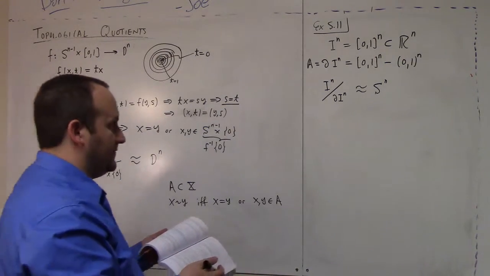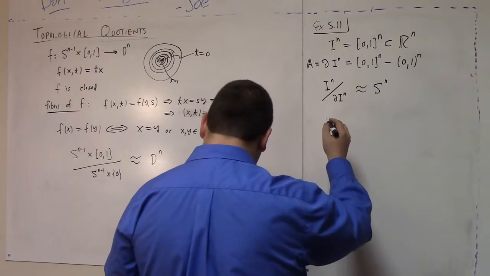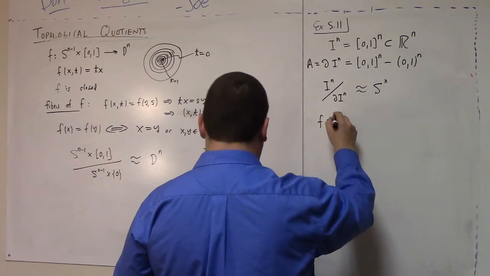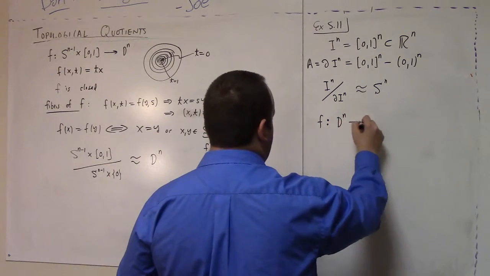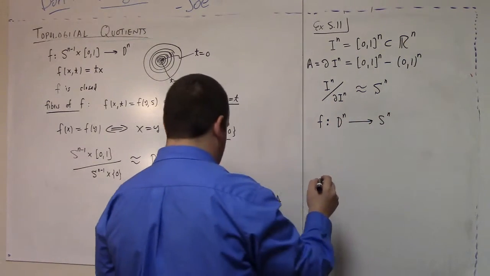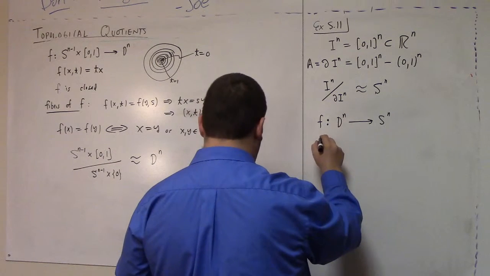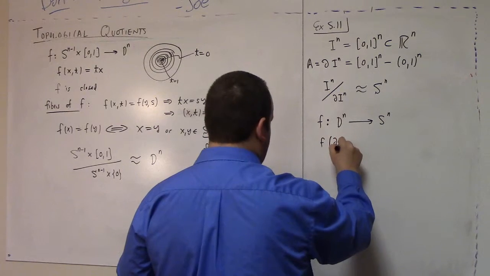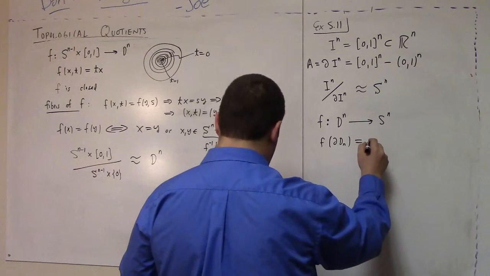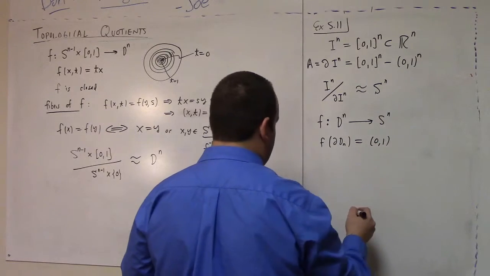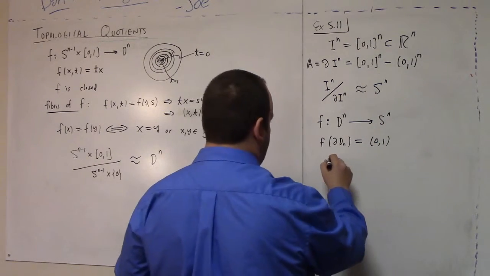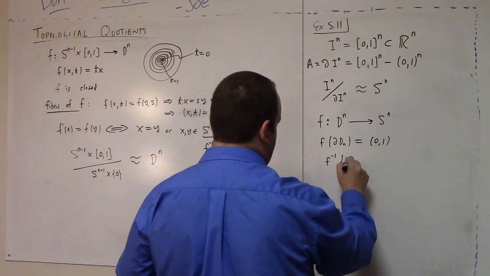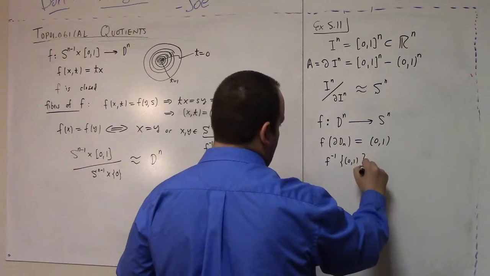Let's see here, fine. 5.7 was, we had F, a mapping from D^n to S^n, right? And the formula, of course, was, we remember we had remarked that F of the boundary of D^n was what? The point 0, 1. So that means that the inverse image of the set containing 0, 1, which is a point, is the boundary.